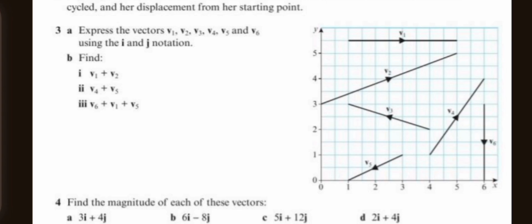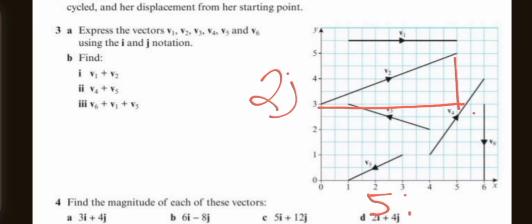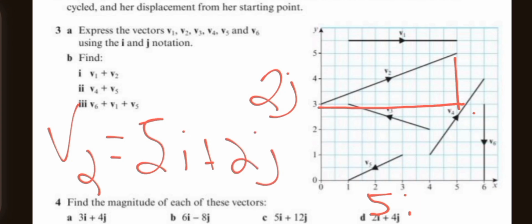For v2, if you look carefully, it's 5i and 5 minus 3, that is 2j. So v2 is 5i plus 2j.